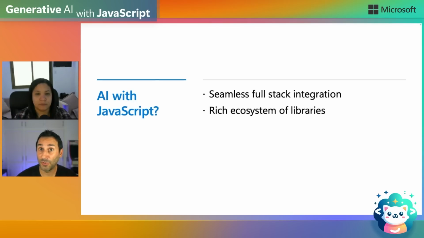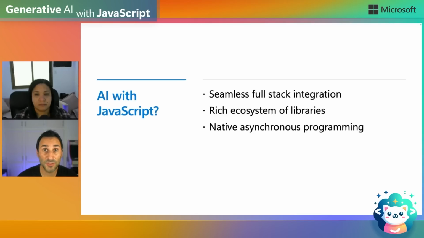It also has a very rich ecosystem of libraries, including very popular ones in the AI space, such as LangChain.js. And it's ideal to consume HTTP APIs from different systems, thanks to its native support for asynchronous programming. And finally, JavaScript has one of the largest and most active developer communities in the world, meaning it's easy to find resources like open source projects, tutorials, documentation, and forums that provide support for developers. And thanks to that, you'll never be alone while troubleshooting your issues.